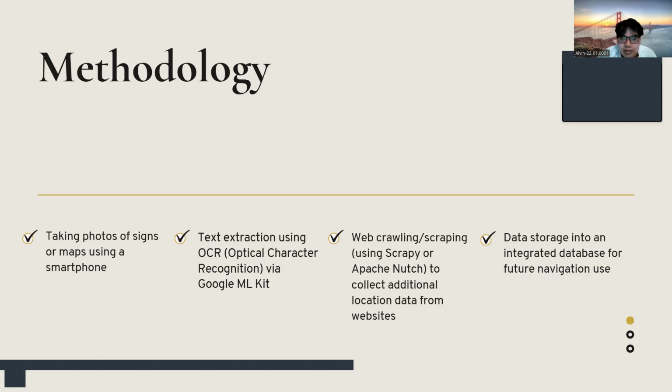In this study, the researcher used Google ML Kit to recognize text. This is called OCR, or optical character recognition. They also use web crawling to find building information online. All data is collected using a simple smartphone app, and then the data is stored in the central database. Finally, the students tested the tool to see if it works.